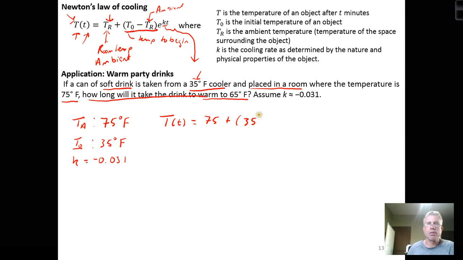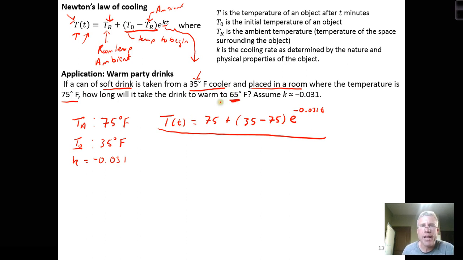of the object, minus, and that's minus T sub R, and T sub R is the 75 degrees that the room is at to begin with. And then it's going to be e to the K, so we replace K with negative 0.031 times time. And so there's the model. The model's been set up. And we want to know how long it's going to take the drink to warm up to 65 degrees.